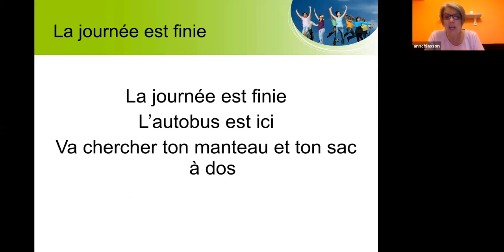La journée est finie, l'autobus est ici. Va chercher ton manteau et ton sac à dos.